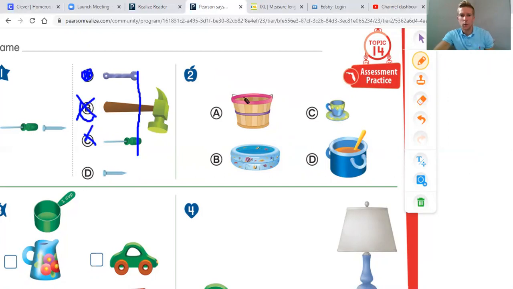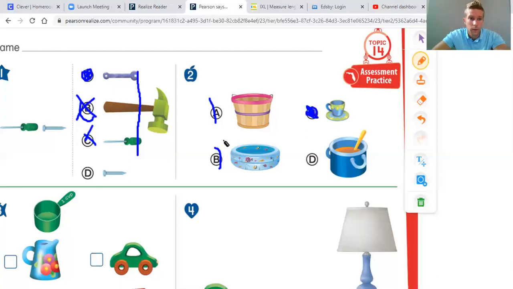The least. Well, this bucket here is pretty big, so that can't be right. And this pool here is pretty big. That can't be right. What about this pot or this cup? Which one holds less? Which one holds the least amount? I think you know it is letter C, right? Great job, C. You got it right, I'm sure.